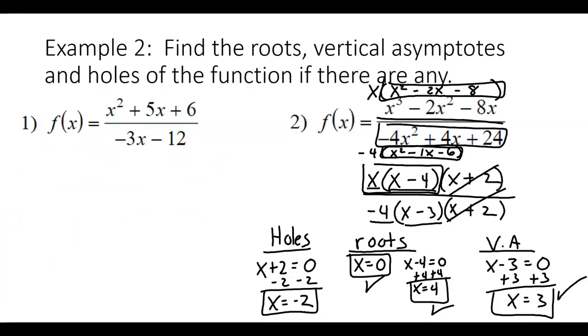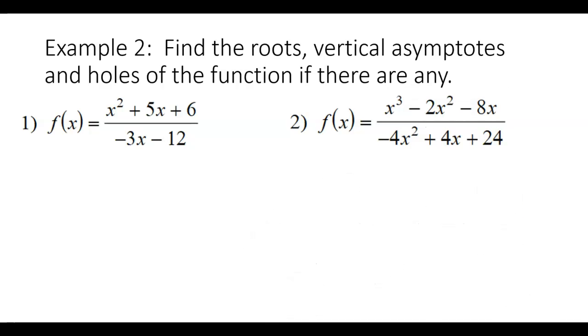And here we go. Step 1, factor your polynomial. Next, look for the pieces that cancel out. Those will tell you where your holes are located. Anything that's left in the top, set it equal to 0 and solve. That tells you the roots. Anything that's left on the bottom, set that equal to 0 and solve. That tells you where the vertical asymptotes are. So there you guys have it.